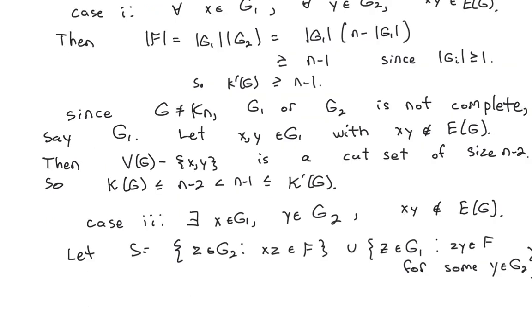So first, suppose that between any vertex in G1 and any vertex in G2, we have the edge. In other words, we've designed our edge cut so that all the possible edges between these two sets exist. Then the number of edges in our cut is the size of G1 times the size of G2. And G2 is n minus the size of G1.